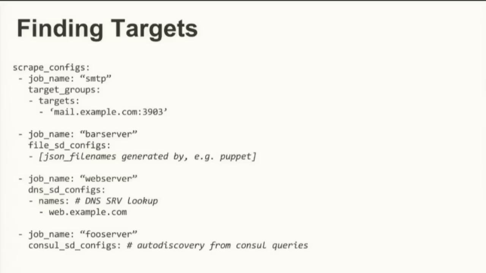If you look up SRV records, you can get the list of things. You can use Consul, you can use Kubernetes, and various other really awesome service discovery. Zookeeper, I think, is another one. I'm just going to throw out names and assume that they're correct.